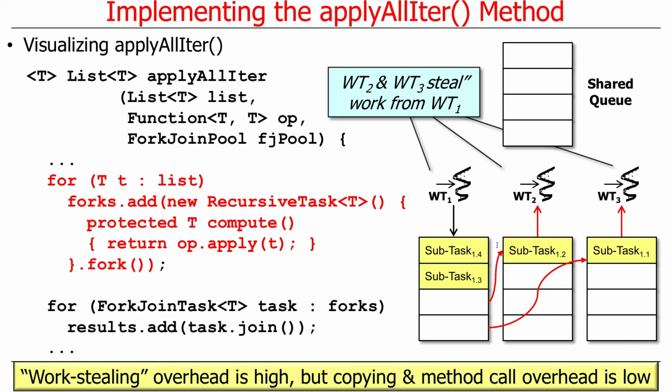So the thing to remember about this is the overhead of work stealing is high, because these other threads have to go steal this guy's work, and that doesn't come for free. But copying and method call overhead is low. You'll understand in a second what copying and method call overhead means. The other examples have higher copying and method call overhead, but the copying and method call overhead here is very low. But the work stealing is high. Okay, any questions about that?